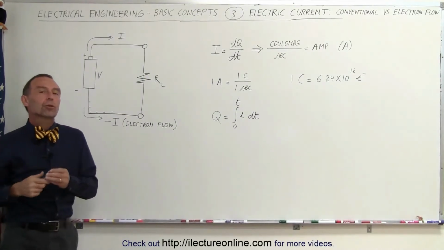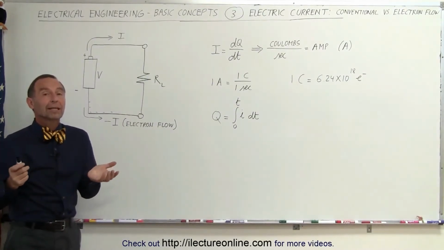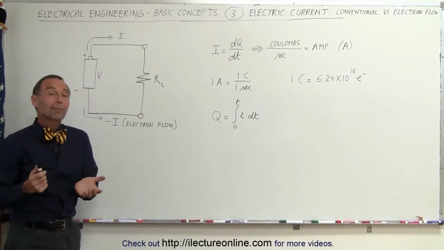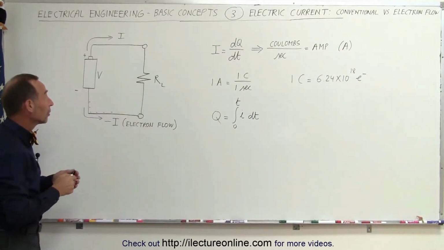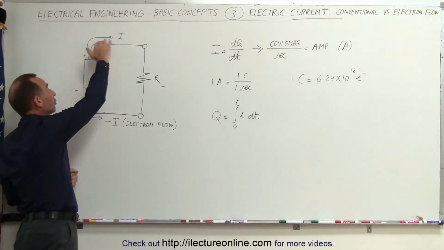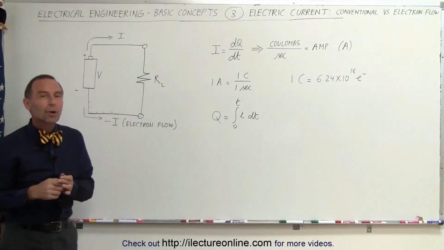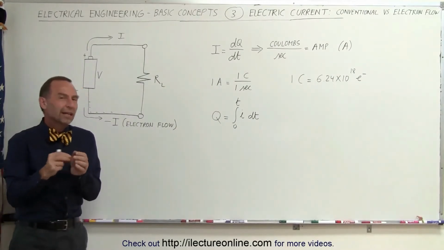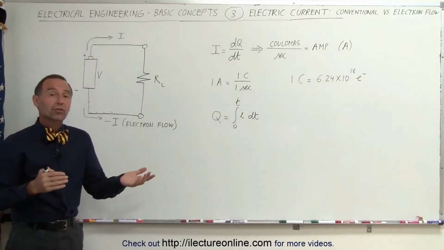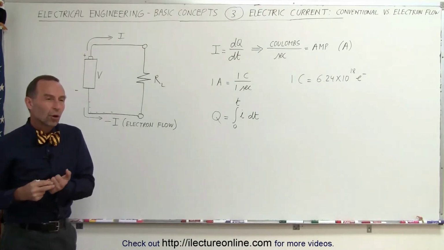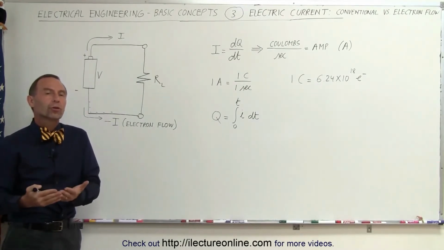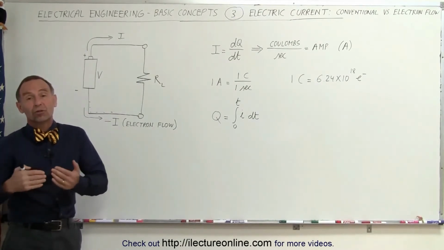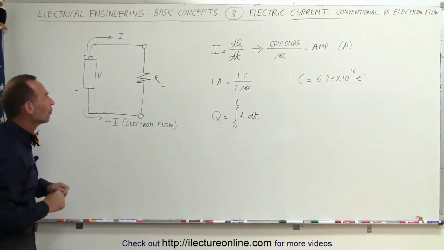That's the conventional current, basically the current concept set up by Benjamin Franklin. He claimed that there are positive charges flowing through the circuit. However, at the time, we didn't understand what the positive and negative charges were. We knew there were positive charges, we knew there were negative charges, but we didn't know which ones were flowing through the circuit. So the assumption was made, let's just call it the positive charges moving through the circuit.